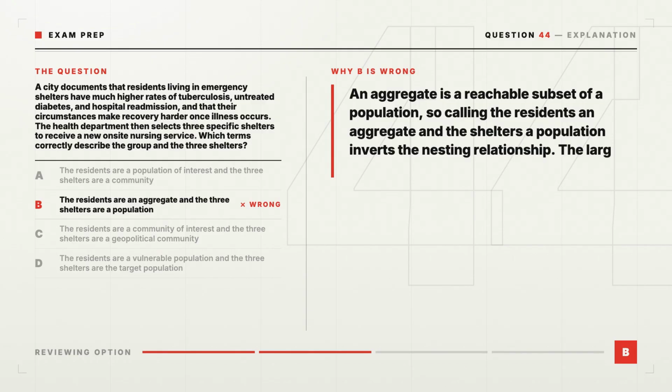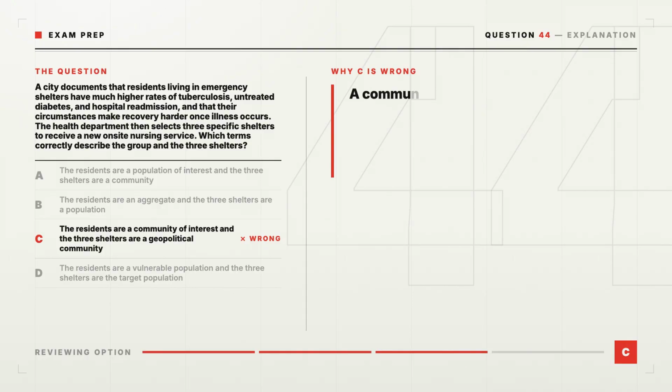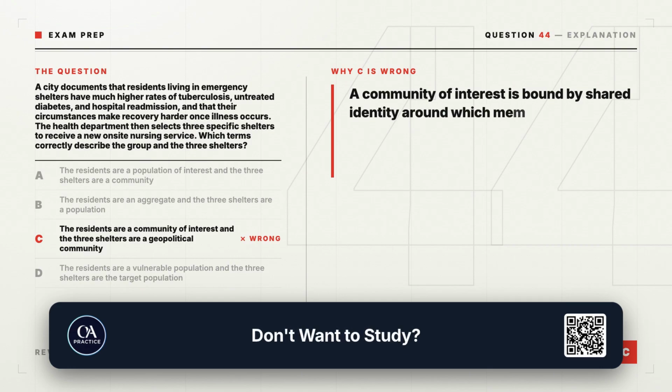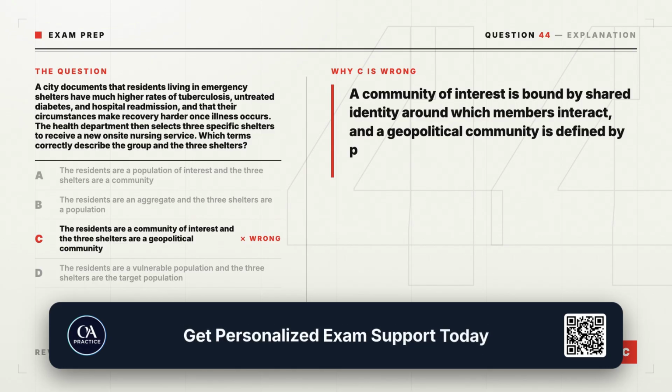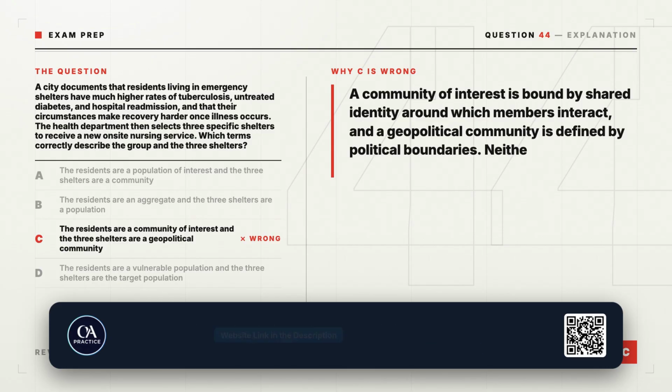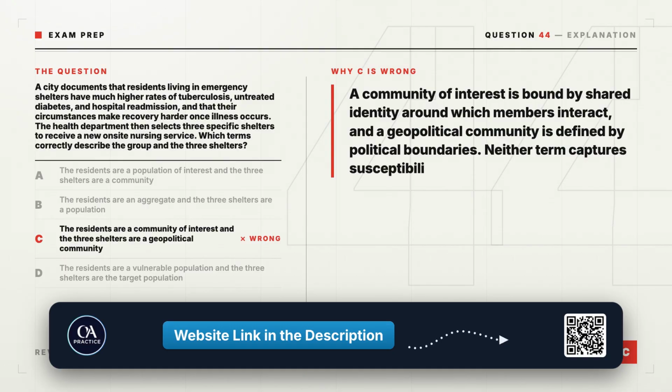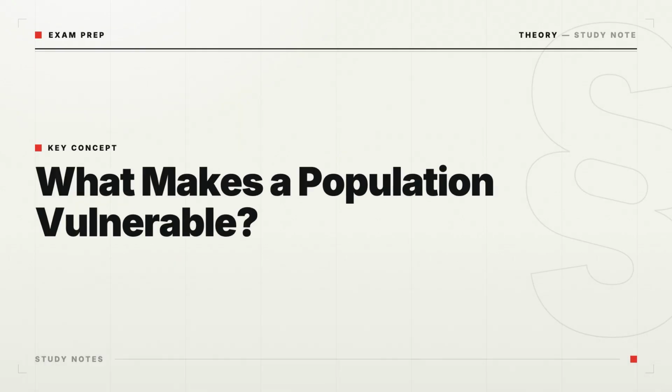The larger group cannot be the subset of its own slice. C is wrong because a community of interest is bound by shared identity around which members interact, and a geopolitical community is defined by political boundaries. Neither term captures susceptibility or program selection.